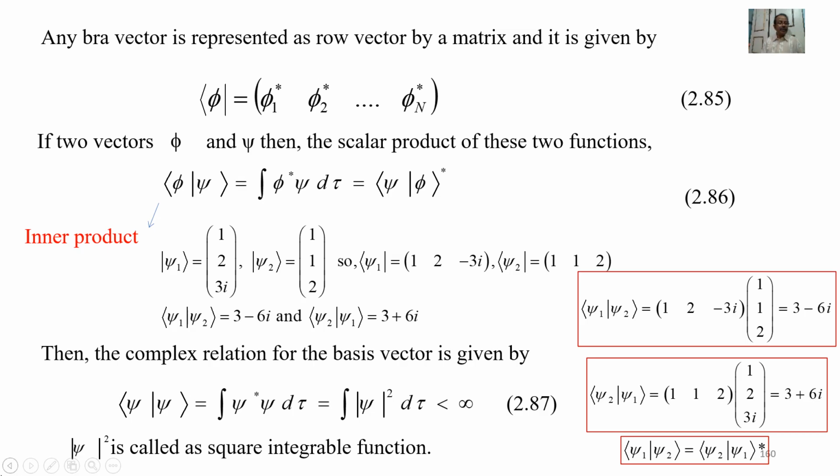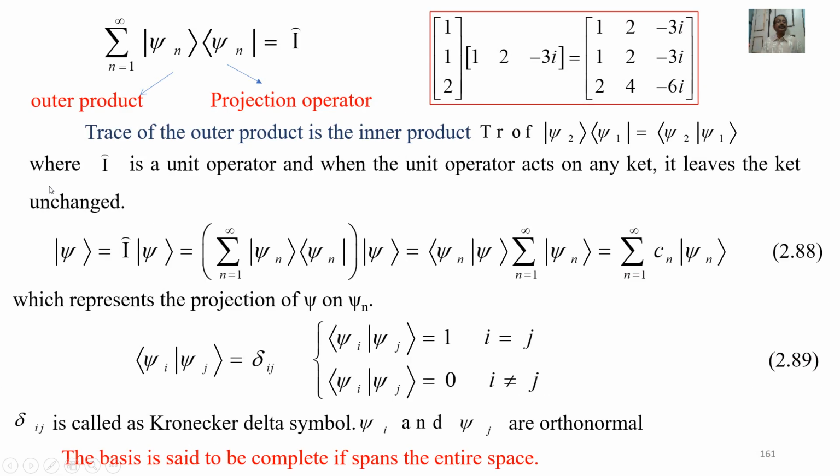Then the orthonormality relation for the basis vectors is given as equation 2.87. And of course, if psi star is equal to psi, then we can say that mod psi squared is nothing but the square integrable function. This value should always be less than infinity. Now we know that the completeness is given by this condition, which is equal to I.